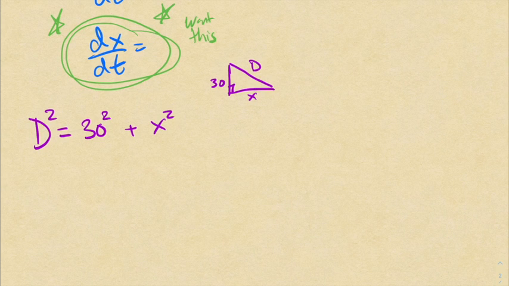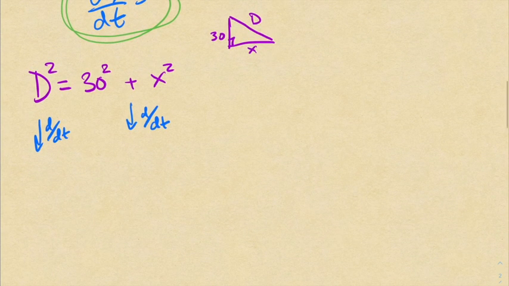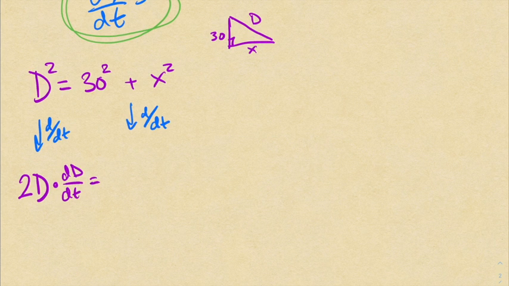And then we can take the derivative of both sides with respect to t, because time is our independent variable here. We can't forget to use the chain rule to use the ideas of implicit differentiation. So we'll have 2 times d, that's the power rule, but then sort of the derivative of the inside function, derivative of d is dd/dt. 30 squared, well, the derivative of that is just 0. And x squared, its derivative is 2x times dx/dt.